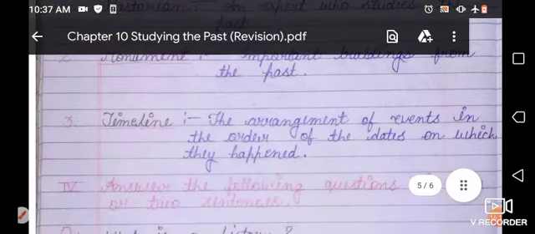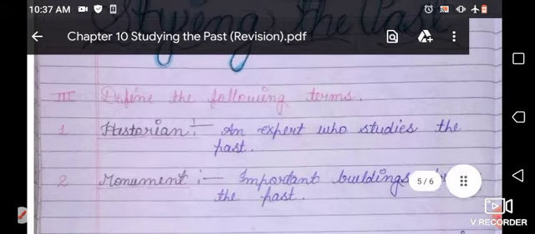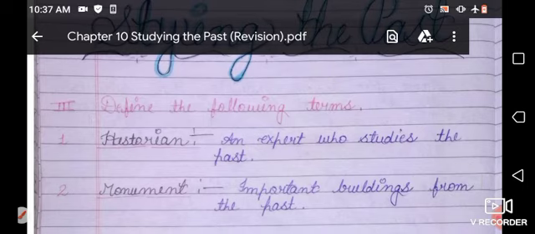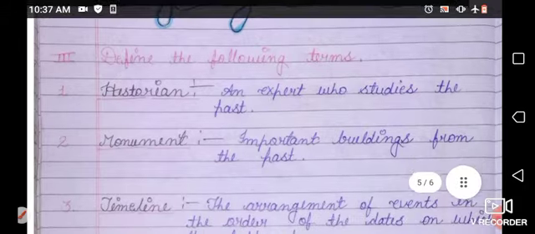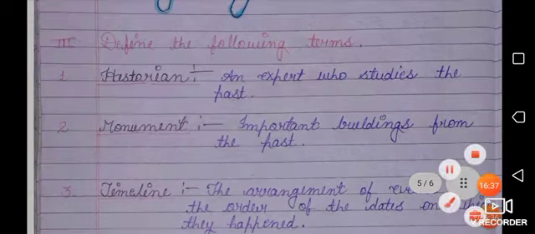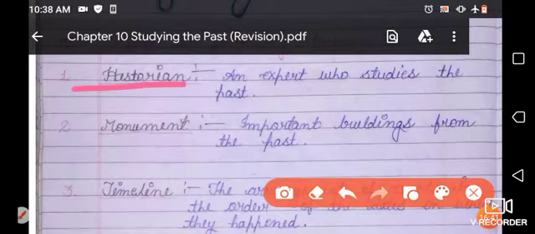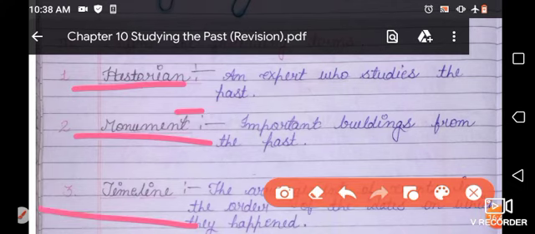So here exercise number 3. Exercise number 3 is define the following terms. So what you have to do is define the given terms. Three terms are given out of this chapter. First term is historian, second one is monument, and third one is timeline. So you have to define these three terms.